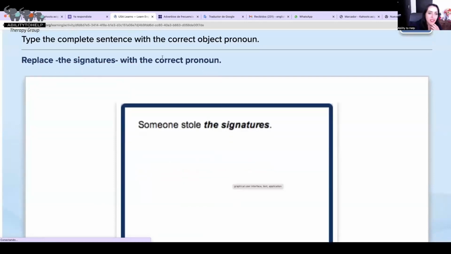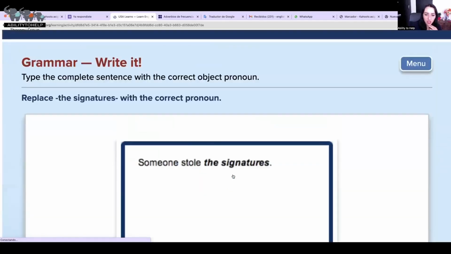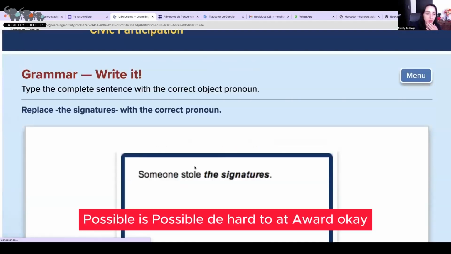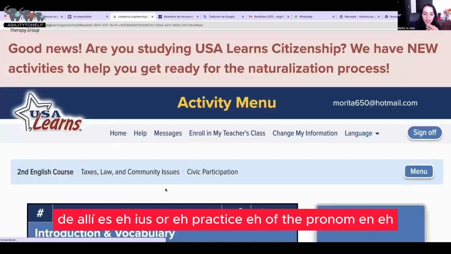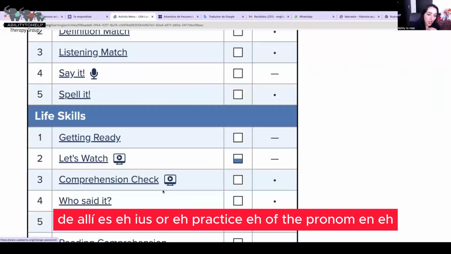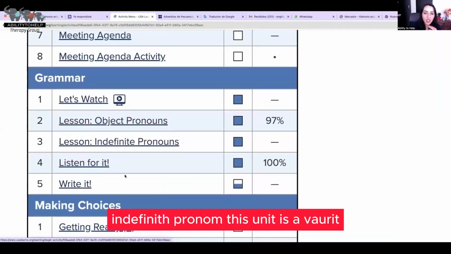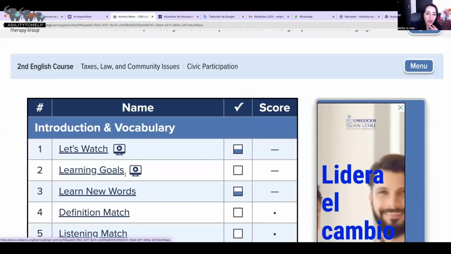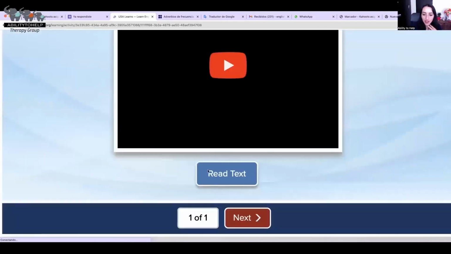Okay. Place the signature with the correct pronoun. Type it. So, this is an activity where you have to organize the sentence. It's possible you have to add a word. Okay, the idea is to practice an object pronoun and an indefinite pronoun. This unit is about it. So that's why I need you to start from the beginning. Let's watch. And please understand.